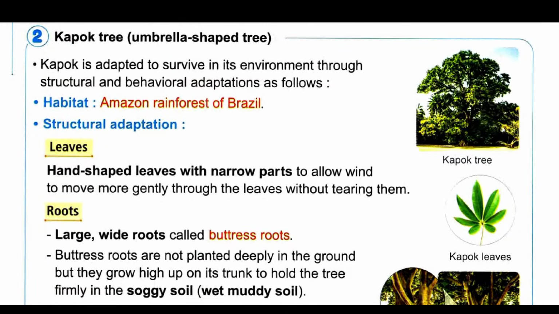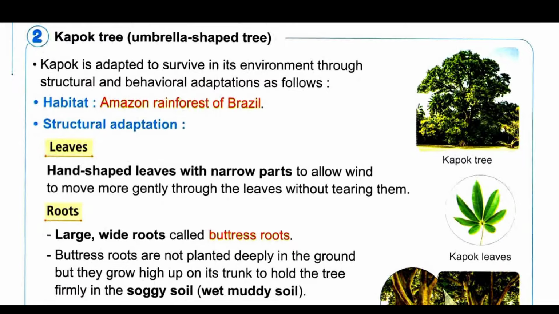Number 2. Kapok tree, umbrella-shaped tree. Kapok is adapted to survive in its environment through structural and behavioral adaptations as follows. Its habitat is Amazon rainforest of Brazil. First, structural adaptation. Leaves. Hand-shaped leaves with narrow parts to allow wind to move more gently through leaves without tearing them.